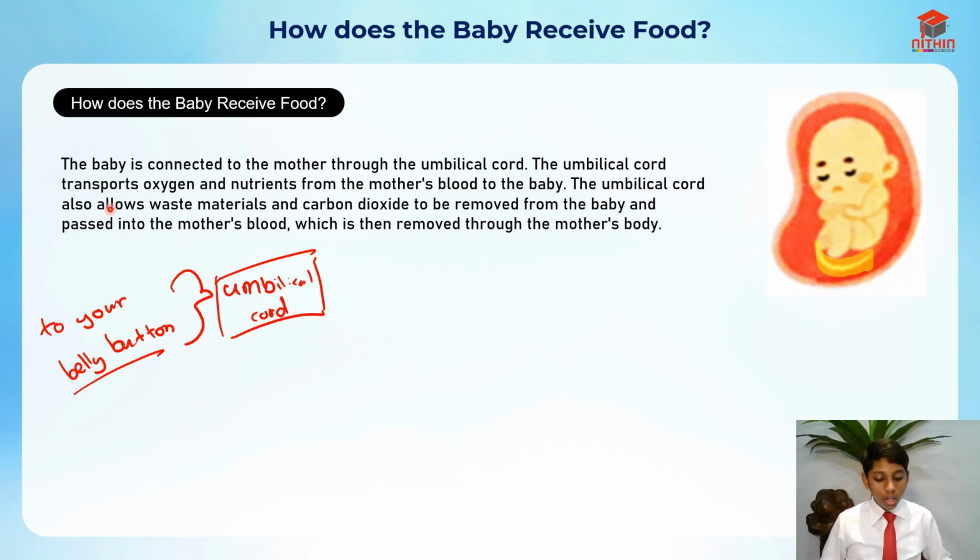The umbilical cord also allows waste materials and carbon dioxide to be removed from the baby and passed into the mother's blood, which is then removed through the mother's body. So if the baby has waste materials, it will go through, and then the mother will release it along with her own. Okay, so this is how the baby receives food, and I hope you understand what I've explained in today's video.